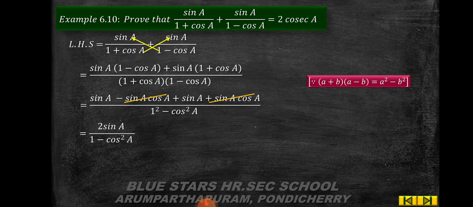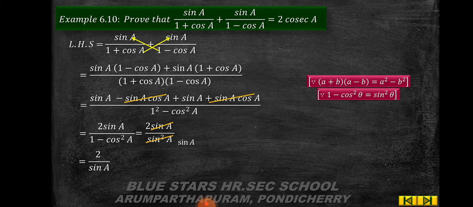cos square A. Next we know the trigonometric identity 1 minus cos square A is sin square A. That is 2 sin A by sin square A. So sin A gets cancelled. You get the value 2 by sin A. So we know 1 by sin A is nothing but cosecant A. So which is equal to 2 cosecant A. So hence we proved the right hand side.